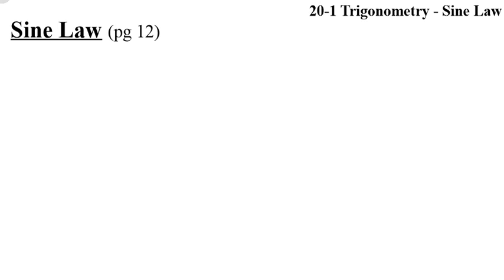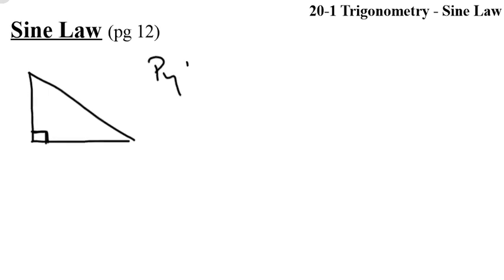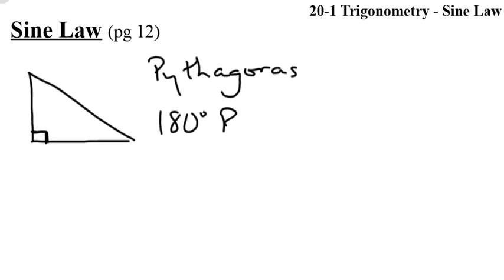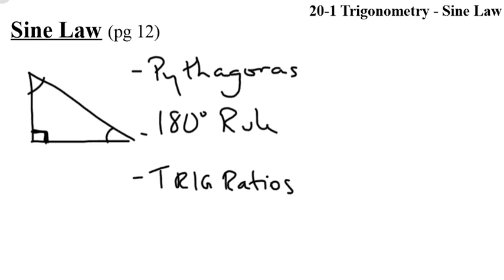So just very quickly, in the past, you've calculated angles and sides in right-angled triangles. You've used Pythagoras, a squared plus b squared equals c squared. You've used what I refer to as the 180 rule: the three angles in any triangle have to total 180. And you've used the trig ratios, which we did use a little bit in the first half of this unit, the SOHCAHTOA.